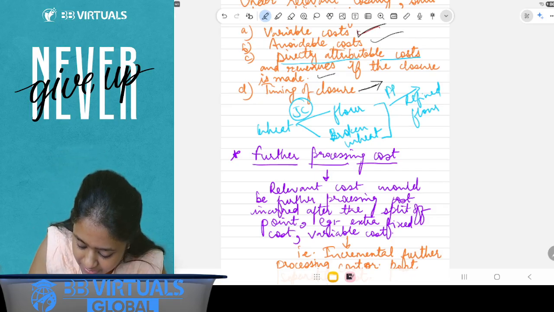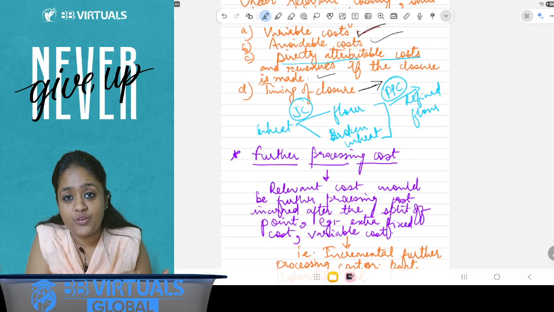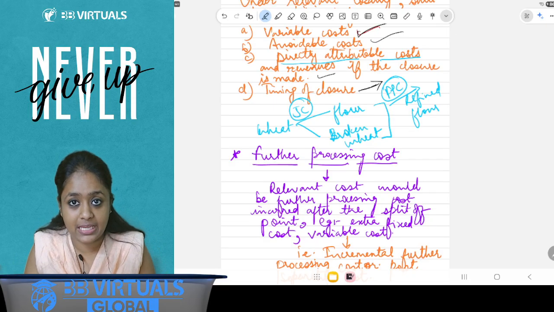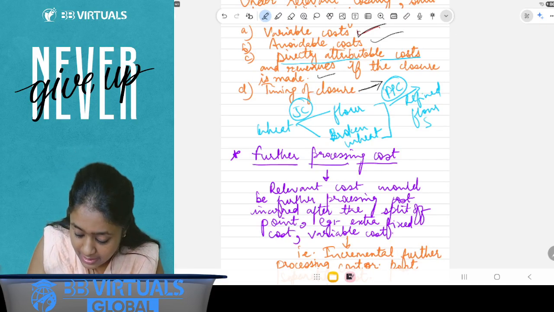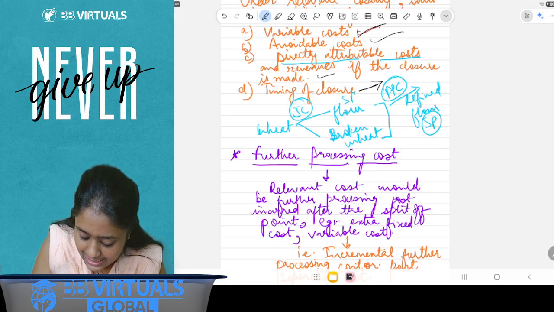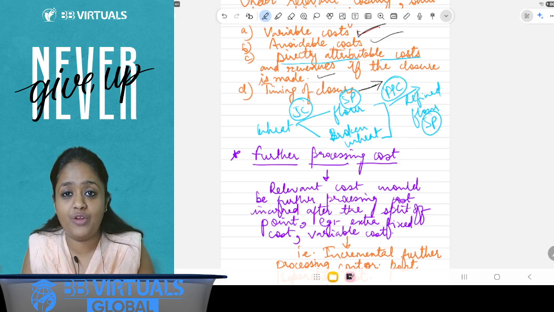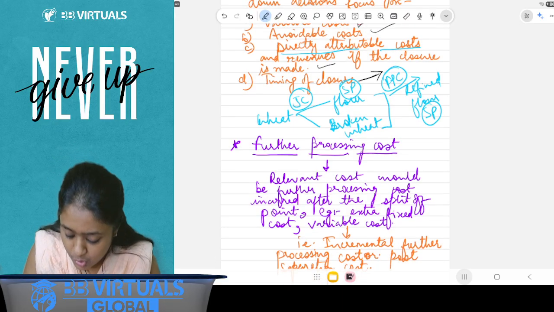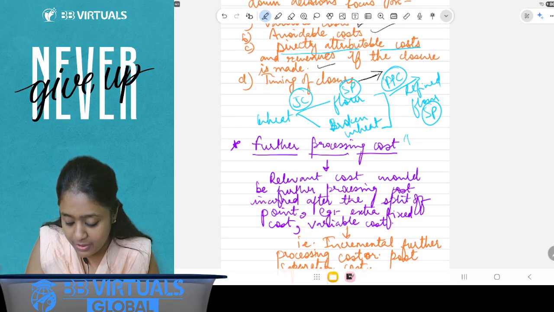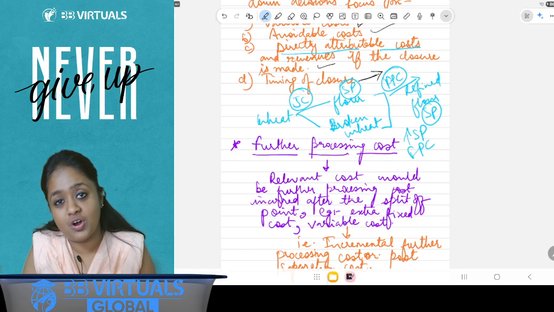How will I be able to check that? Here we'll have further processing cost. From flour to refined flour, some cost will take place. And accordingly, this selling price and this selling price will be different. Of course, I assume that refined flour will sell at more price. So you take the incremental revenue and compare it with this further processing cost.